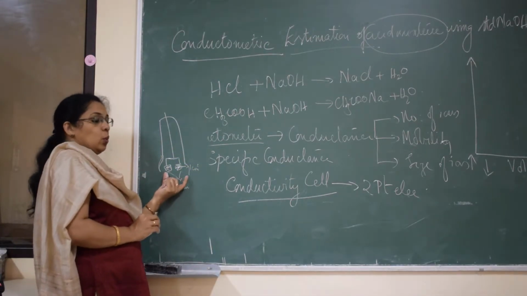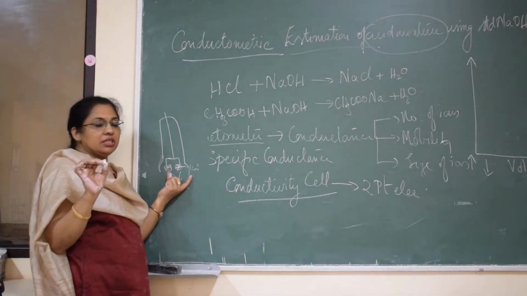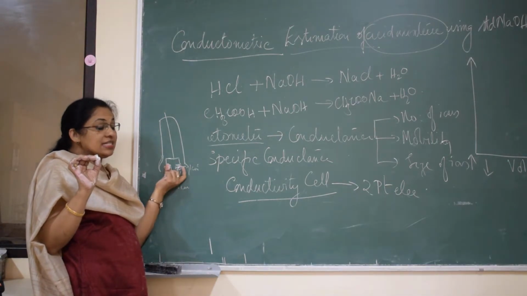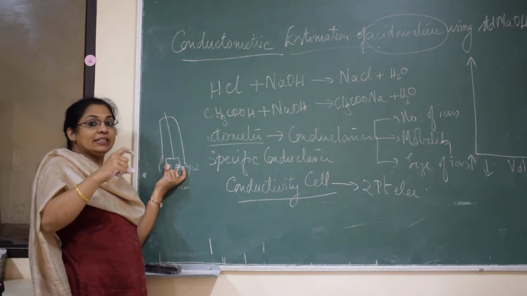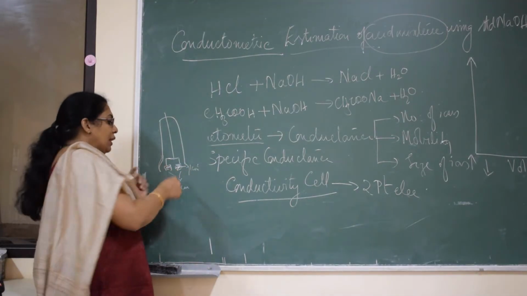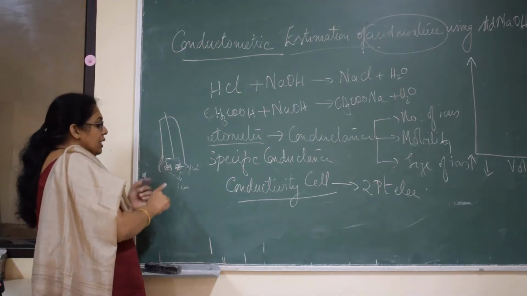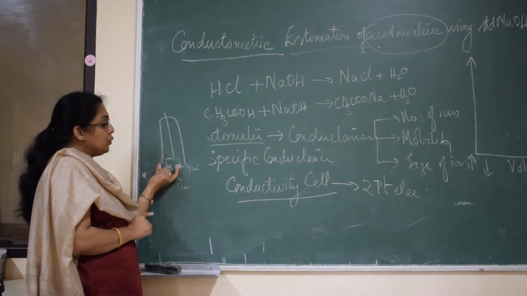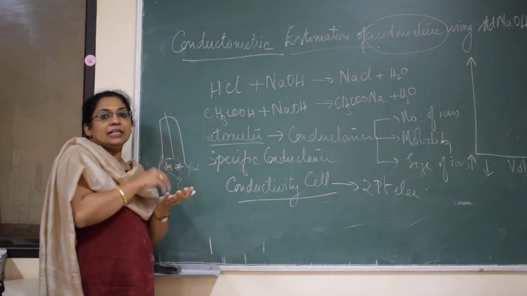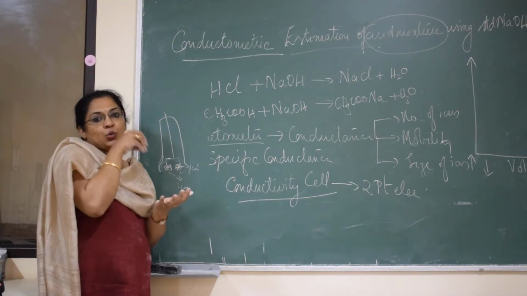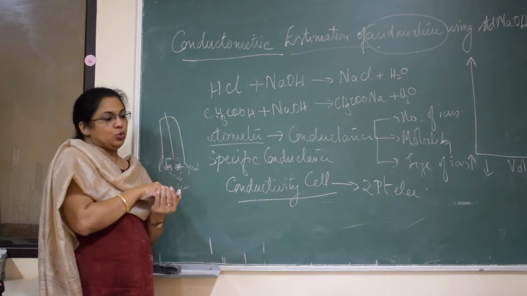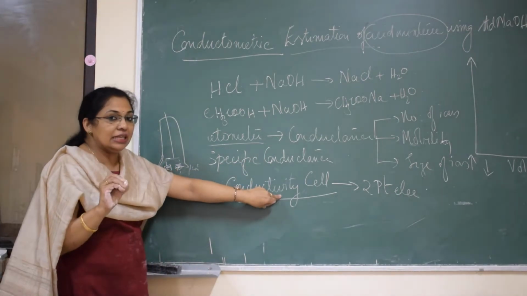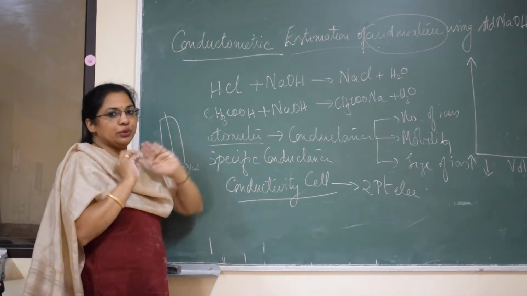So why are these specifications required? Because this particular cell is going to measure the conductance per volume. When these specifications are there, we know it's 1 centimeter apart, with 1 centimeter square area of cross section. That means it's going to measure the conductance in a specific volume, or 1 cc of a solution. So that's about the conductivity cell. We are going to use the conductivity cell to measure the conductance of today's solution.